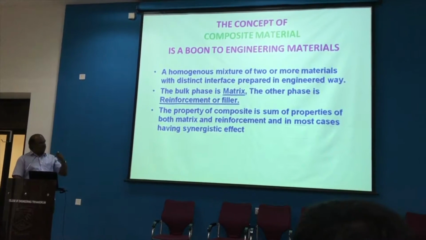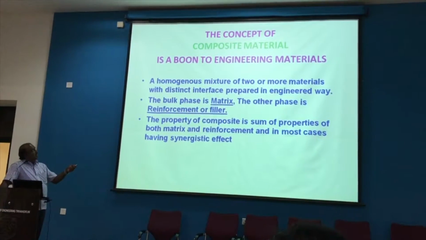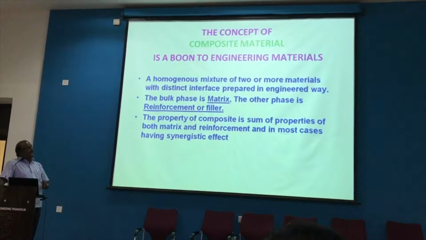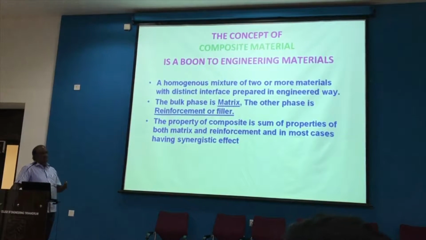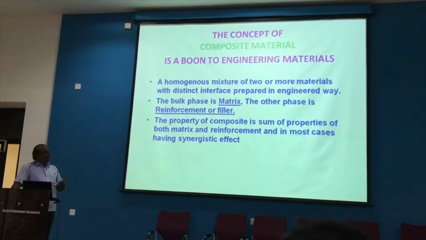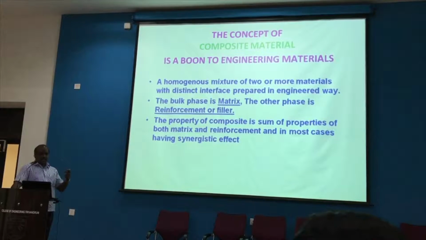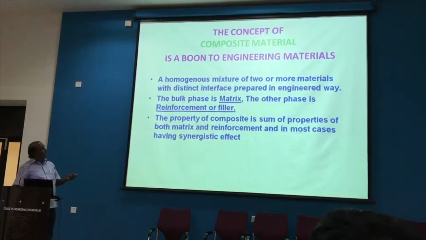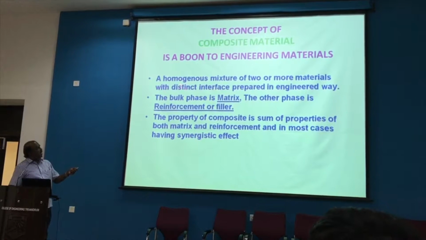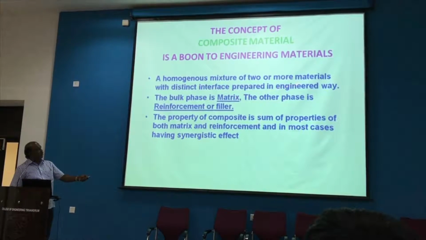Definition of composites, then I will go to the metallic composites and to the functionally graded materials. The concept of composite is really good to the engineering materials, and mostly the composite materials are man-made materials. Apart from the two major things, wood and bone, which are natural composite materials.